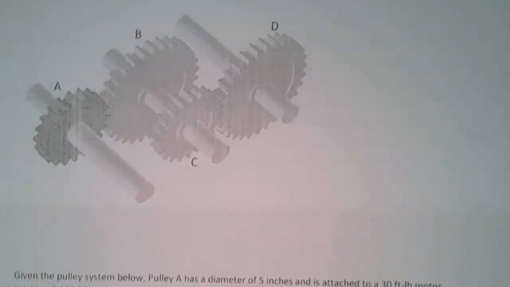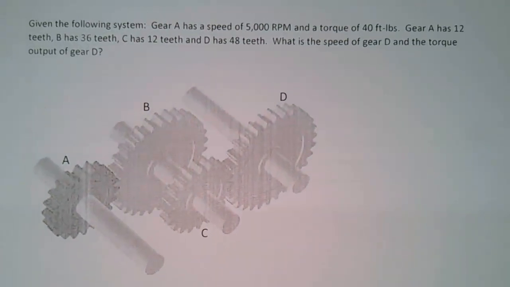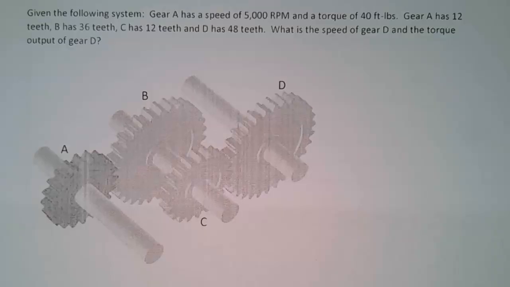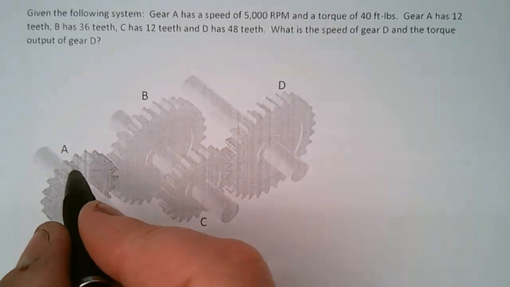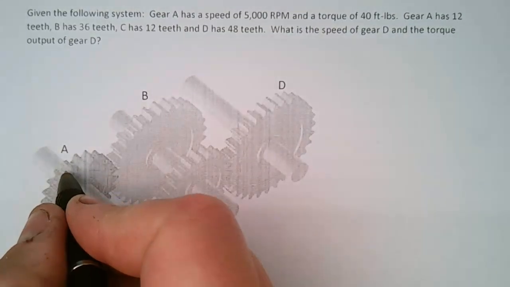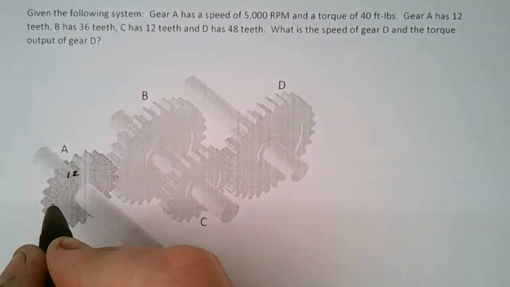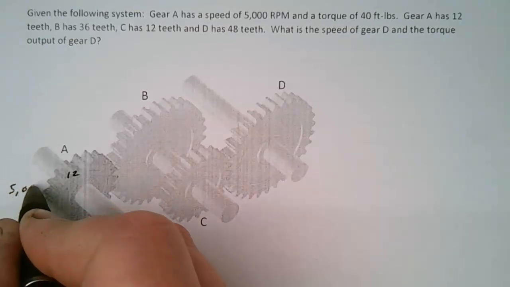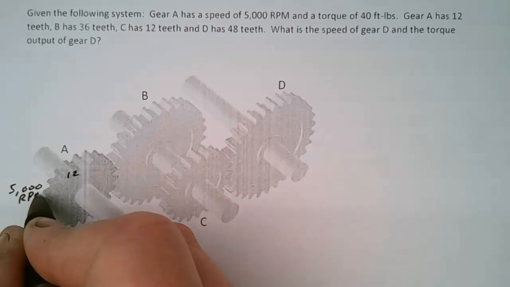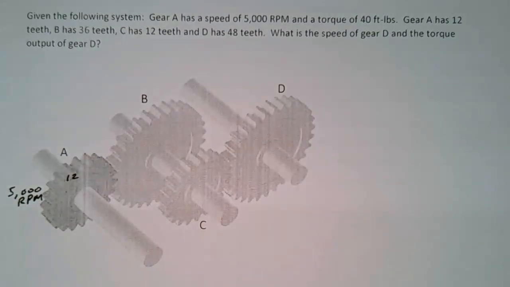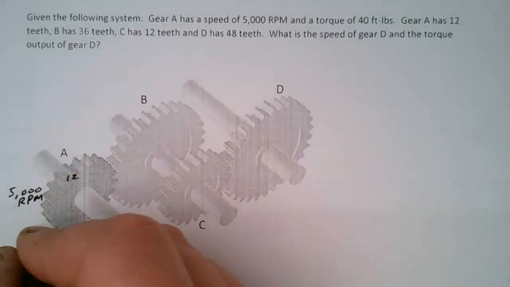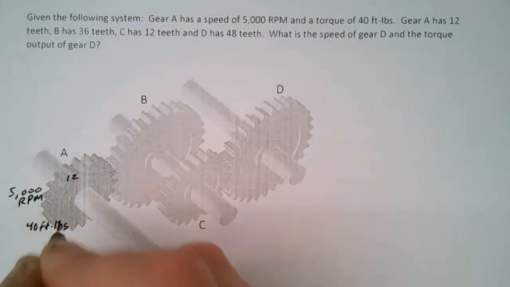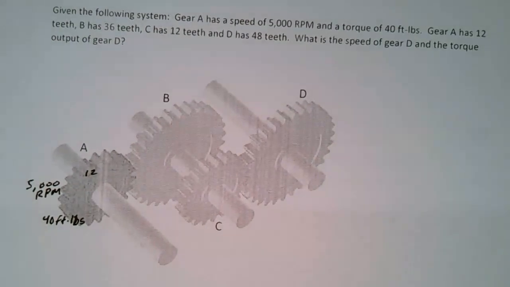So I've got a gear drive. This is another compound gear drive question. And they give me some scenarios. They say that A has 12 teeth. And they tell me that A is 5,000 RPM, and that it has a torque of 40 foot-pounds. And this is my driver. This is my driving gear.